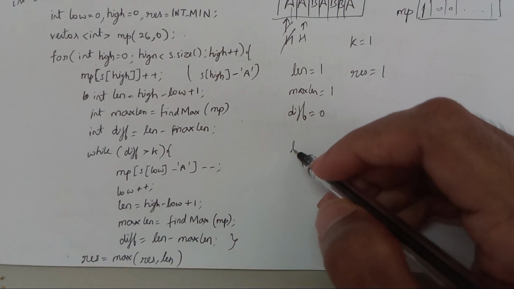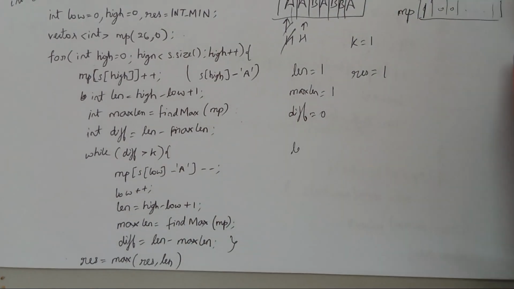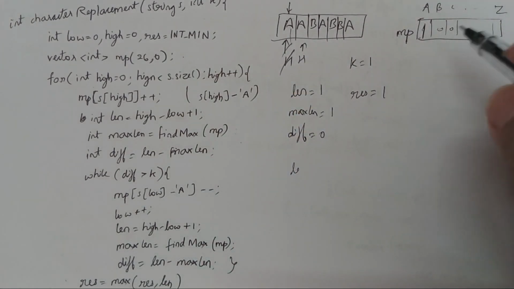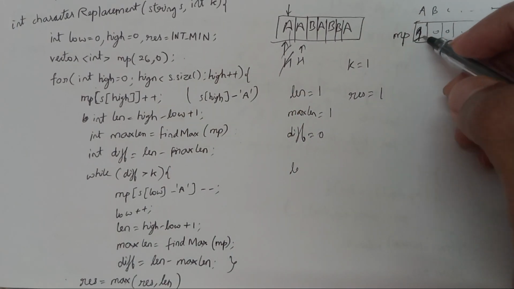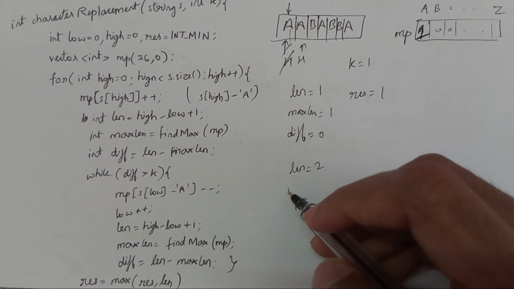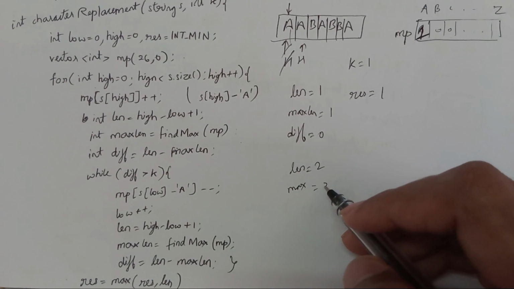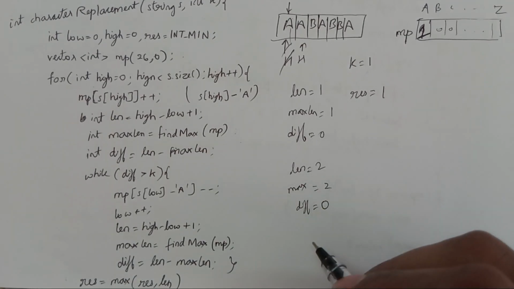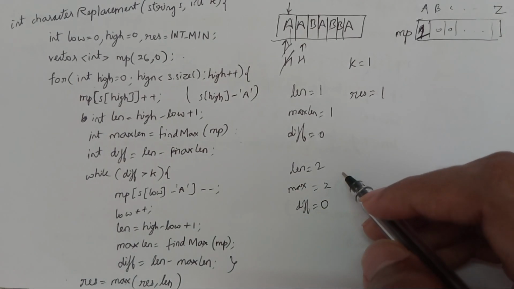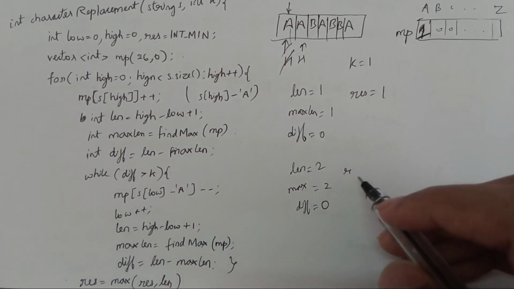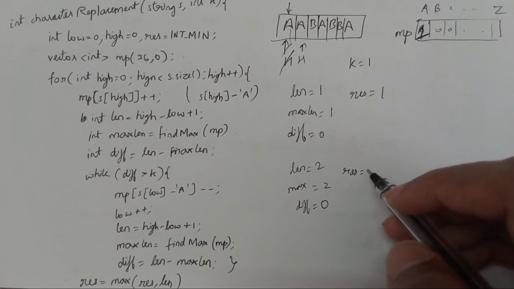First we update the hash map. The second is A again, so this becomes 2, and length will be 2 now. Max length is also 2, and difference is equal to 0.